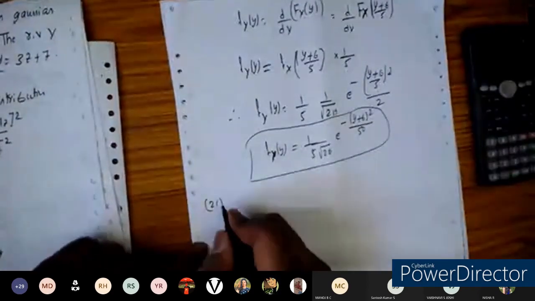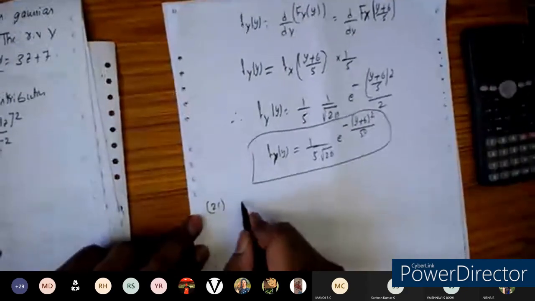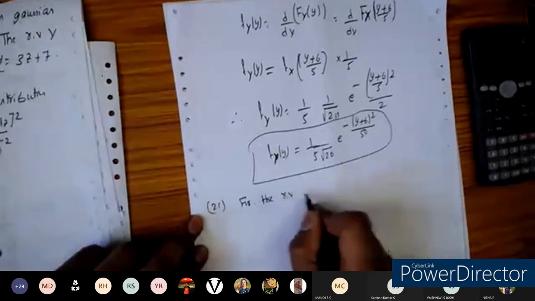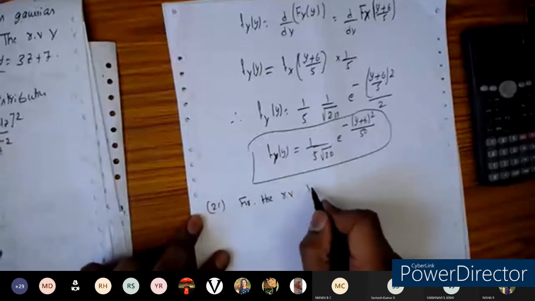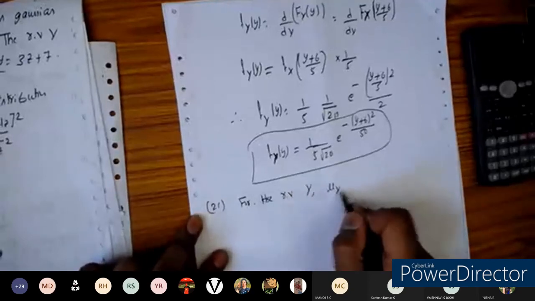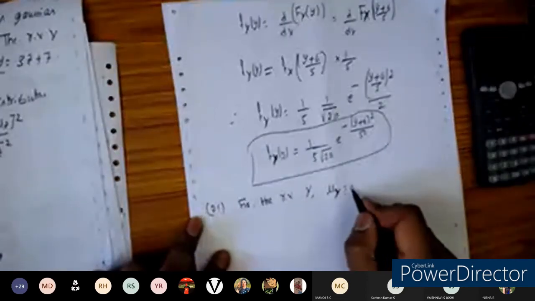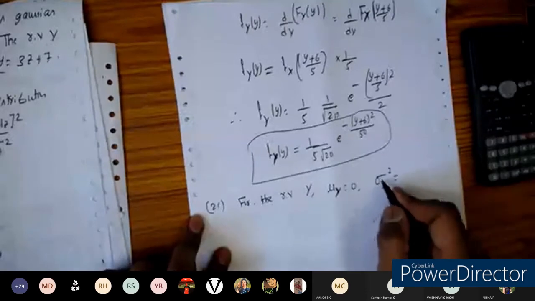So take the next problem. I'll give it in short form. For the random variable Y, the mean mu_Y is equal to 0 and the variance sigma_Y squared is equal to 1.